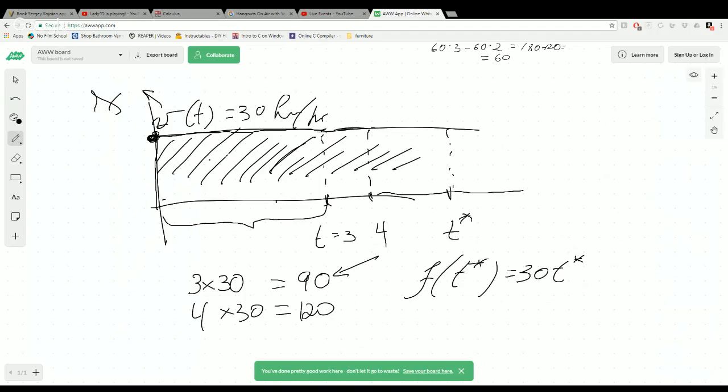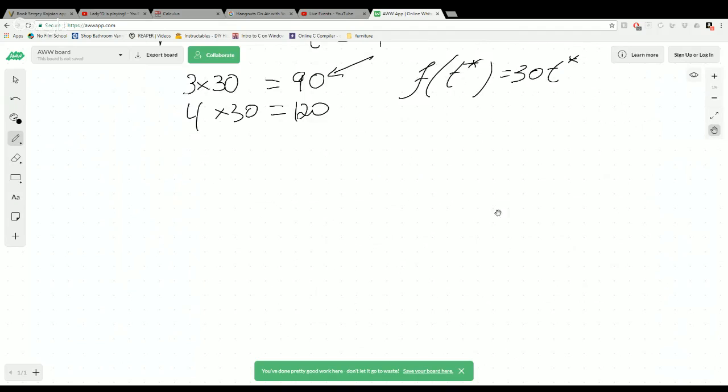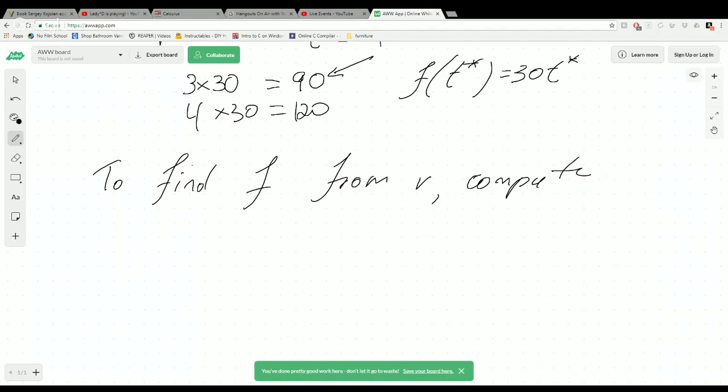What did I do? I multiplied the velocity by the base because that was the area under the velocity curve. So that is the crucial piece of information right there, the way we find f. So basically, I'm just going to write this out in my own words. To find f from v, compute the area under the v graph.